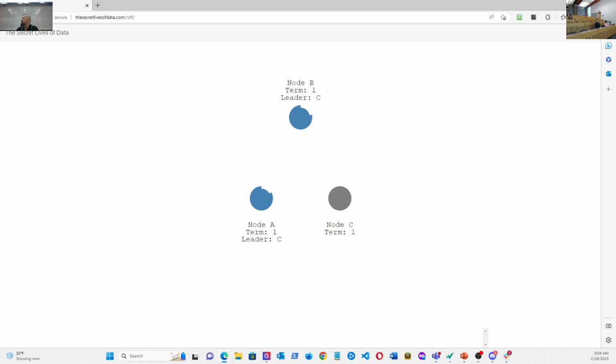So here we go. Watch the election. There we go. All right. It literally makes us sit here and watch the timeout values and whatnot. So node B is now the new leader. Node C is currently the one that we think is dead.